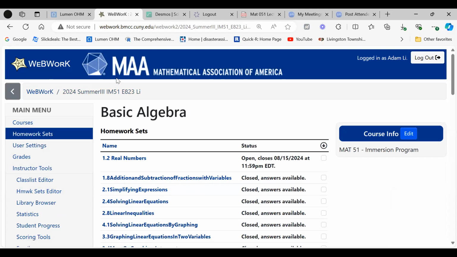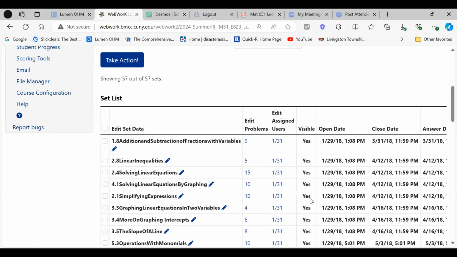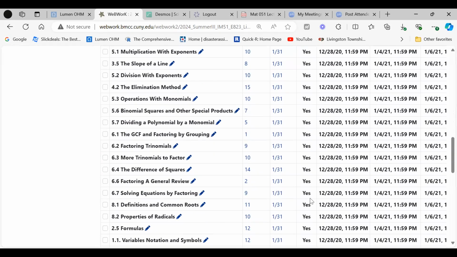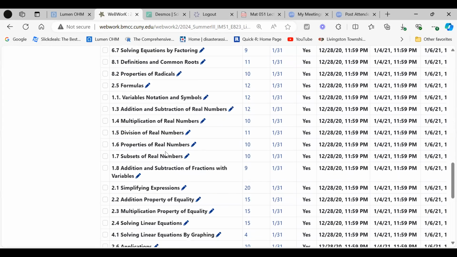All right, so let's continue with what we've been doing so far, right? We can do some more exercises. Let me see. Go to properties, subsets of real numbers, addition, subtraction with fractions. Let's talk about that.